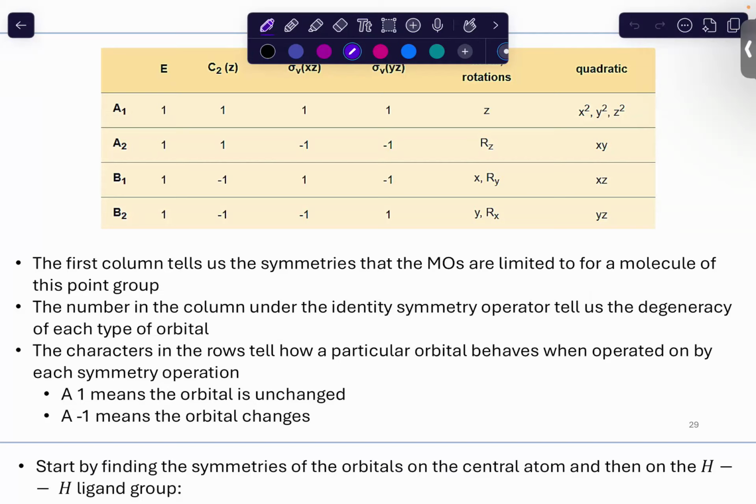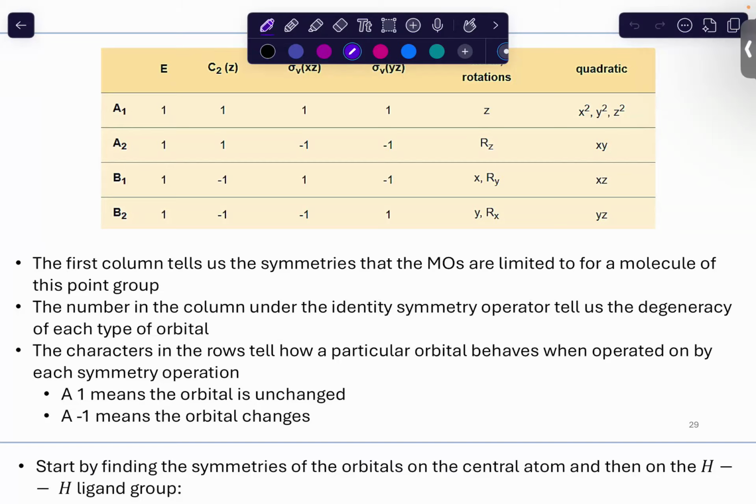Most of this is pretty well readable. We can also determine degeneracy based off the characters in the columns. Here, everything is single degeneracy. That comes into play where you get, for example, an E symmetry, which will be two degenerate. T will have a character of 3, and so on and so forth.